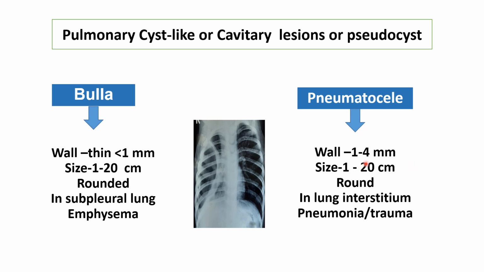Now the pneumatocyst: its wall thickness is between 1 to 4 mm, and size can also vary from 1 to 20 centimeter. It is also round and radiolucent and it is present in the lung interstitium, so it can be present anywhere in the lung field. It can be associated with pneumonia. Infection with Klebsiella or staphylococci generally leads to the formation of pneumatocyst, and sometimes after trauma pneumatocyst can also develop.